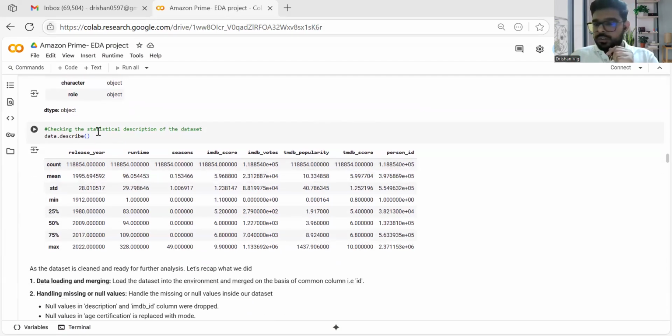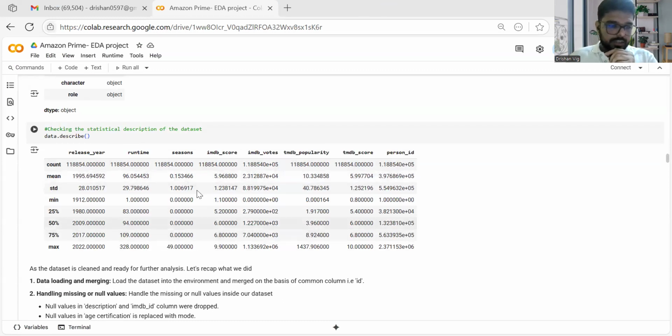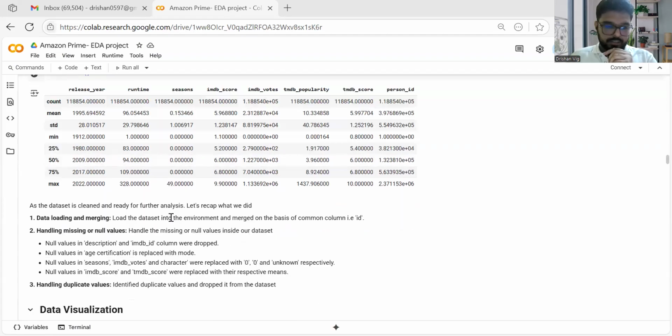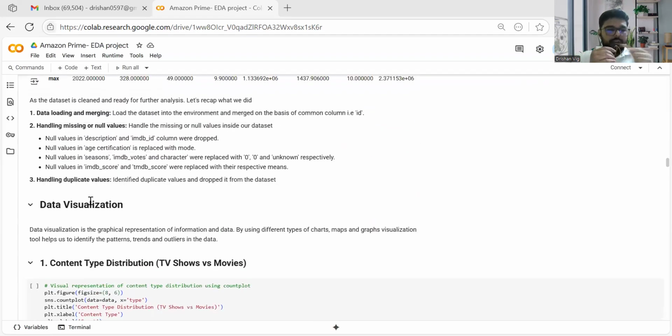Now it's time to check the statistical description of a particular data set, like to know more about median, mean, standard deviation, first quartile, second quartile, third quartile, and so forth. So this is basically the table which represents the statistical description of the merged data set. Now comes the data visualization part.